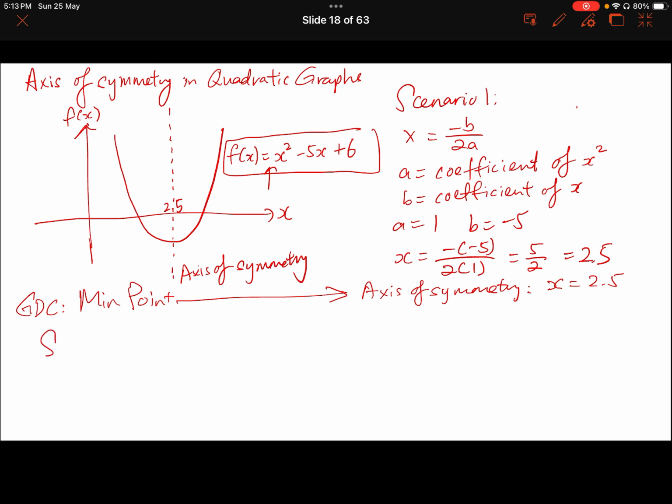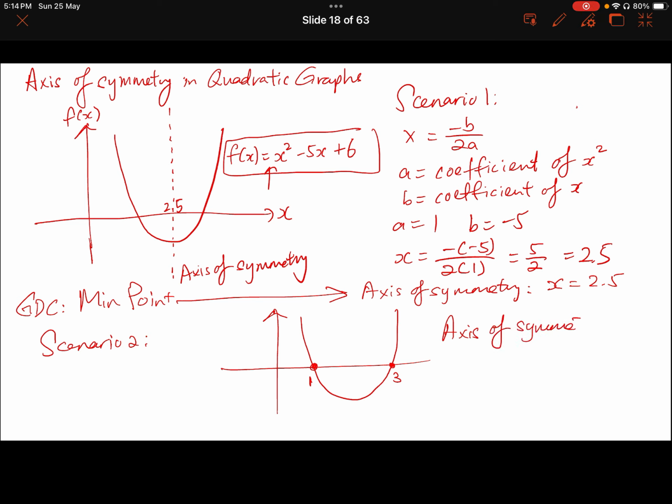Now scenario 2, this would be the ideal scenario. If I give you an equation that looks something like this, and let's say this number is 1 and this number is 3, and we want to find the axis of symmetry when you're given the x-intercepts, all the zeros, then it is very obvious that it is the midpoint between 1 and 3. So I could say x is equal to 1 plus 3 divided by 2, which gives me 2.